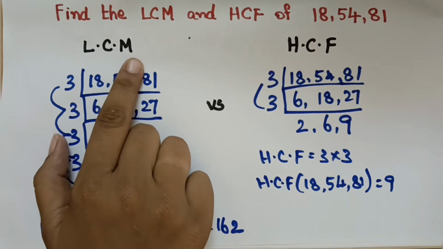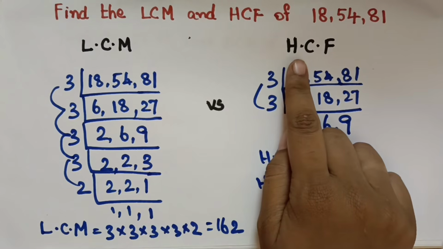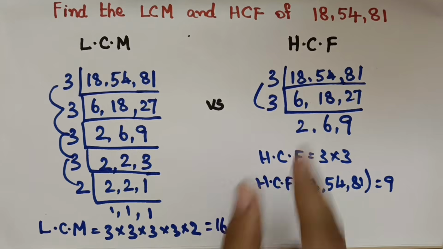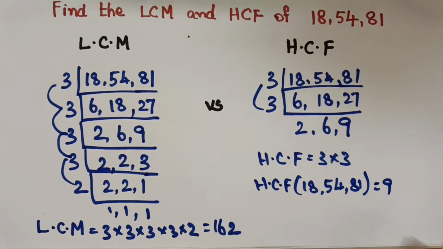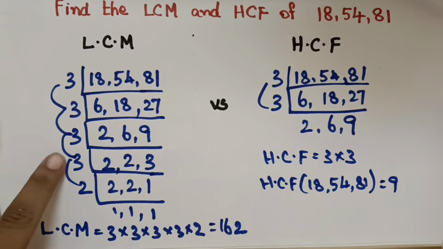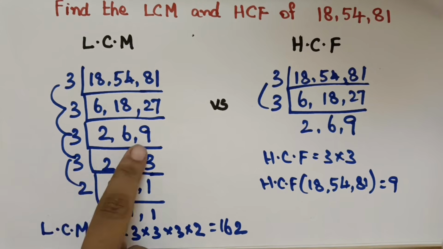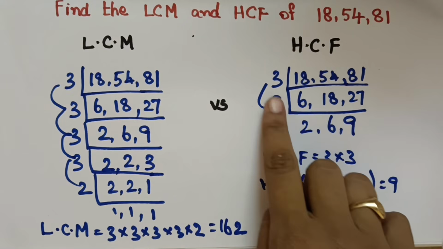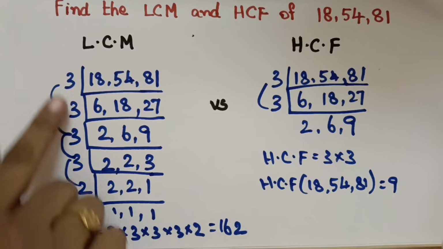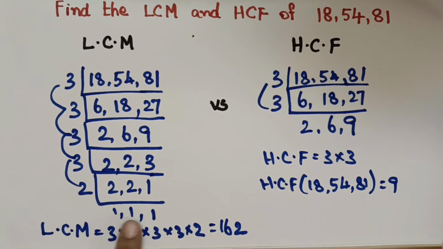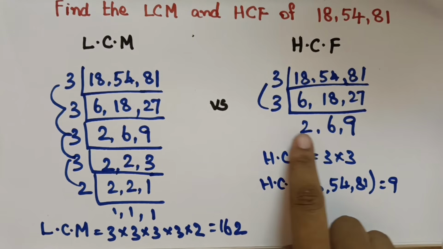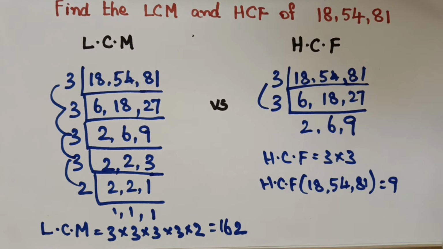LCM stands for the least common multiple and HCF stands for the highest common factor. LCM is the bigger number and HCF is the smaller number. The main difference between the LCM and HCF is, in LCM the divisor should divide at least one of the numbers, but in HCF the divisor must divide all the three numbers. In LCM we continue the process until the quotient reaches 1, 1, 1, but in HCF we stop where there is no common divisor.